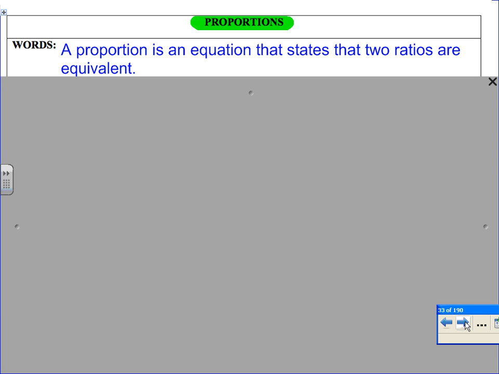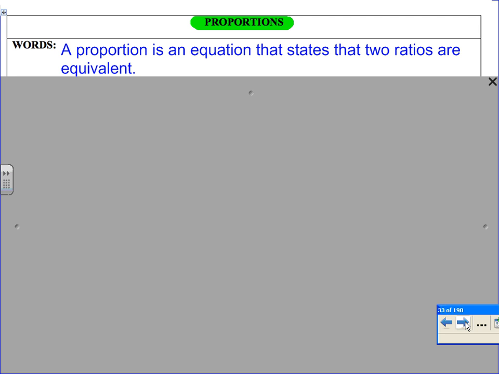So page 5 of your notes. First thing we need to talk about is that box there that says proportions. A proportion is an equation that states that two ratios are equivalent. A proportion is an equation. It's an equation because it has an equal sign in the middle of it, which I'll show you in a second. And a proportion always has a ratio on each side. For example, 1/2 is equivalent to or equal to 2/4.